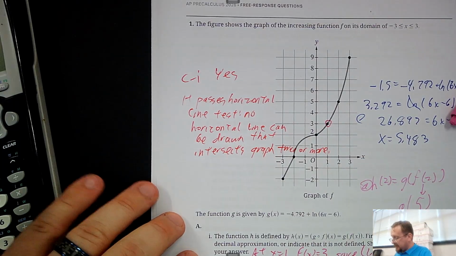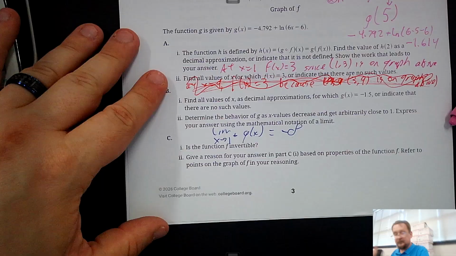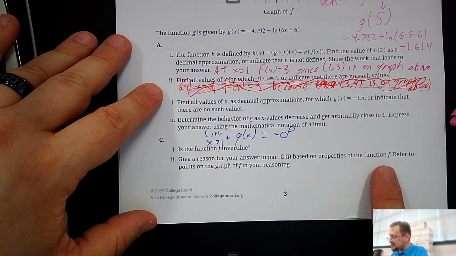Okay, so there you go. Give a reason for your answer in part CI. Well, I guess I just did it. Based on the properties of function f, refer to points on the graph f in your reasoning. I think that's CII right there. That was my reasoning. Okay, so there you go.